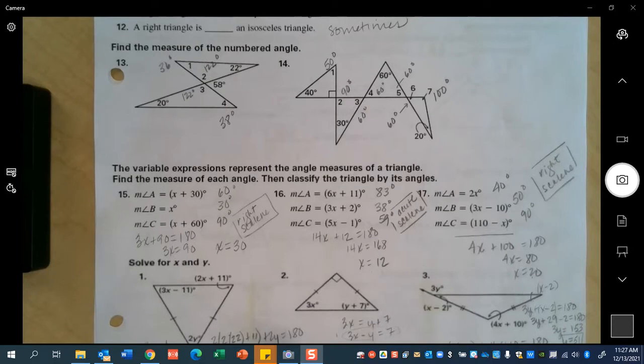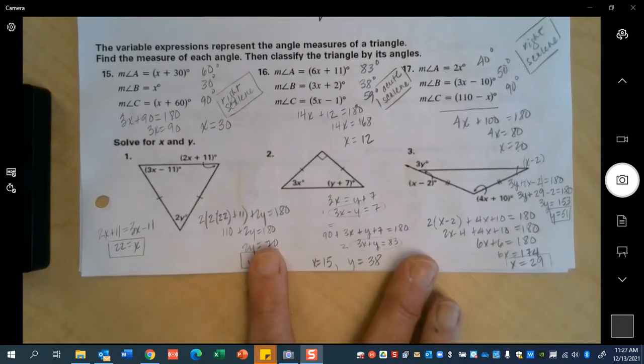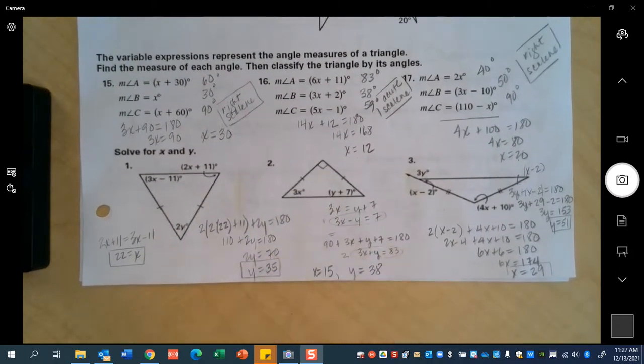These three problems here, 15, 16, and 17, are all just about the triangle sum theorem. Add them up, set them equal to 180. And down here, the solving for x and y is all about isosceles relationships, about what you can and cannot set equal to each other. Any questions on this first page?